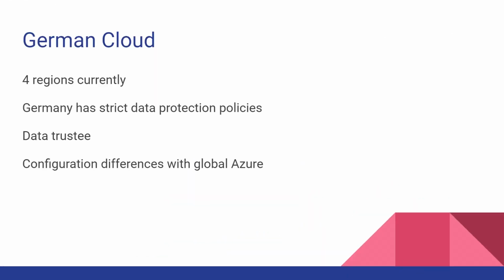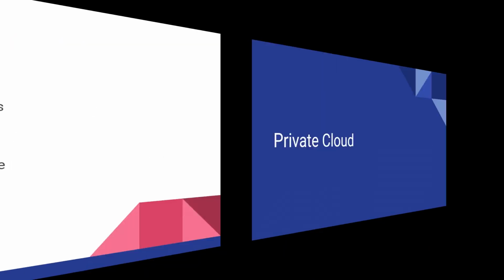Germany has one of the toughest data protection policies. There's even a data trustee. And when you're creating a machine or creating data, you're going to have certain subtle differences between that and regular Azure. And so it's considered its own cloud as well. There are 4 regions in Germany.